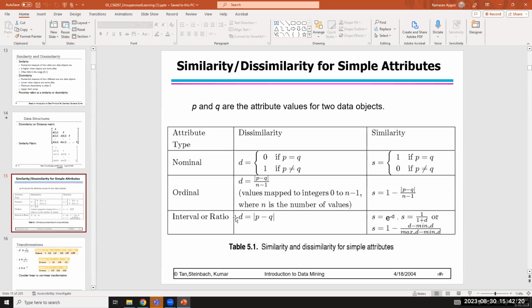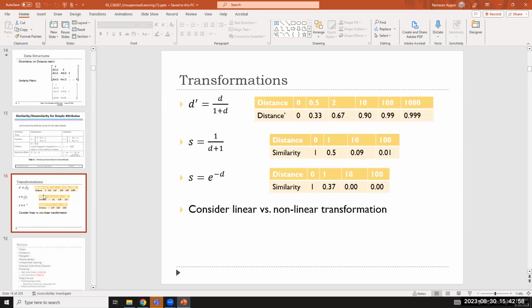For interval or ratio data, for distance, you can just use a difference. For similarity, there are several versions. You may apply e to the power of minus d, which is the opposite of distance, or 1 over 1 plus d, or you normalize: look at this like maximization between 0 and 1, and subtract from 1. So these are some samples, just to show how they look.